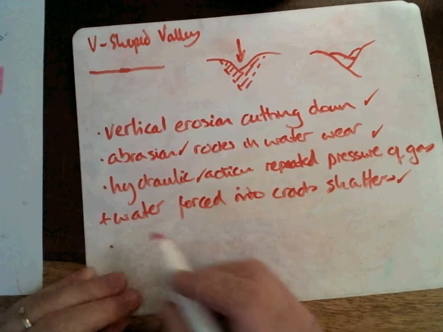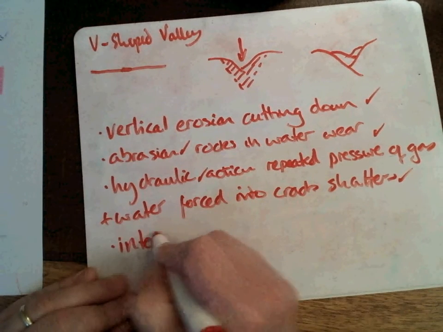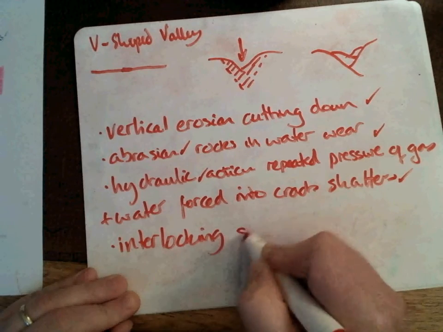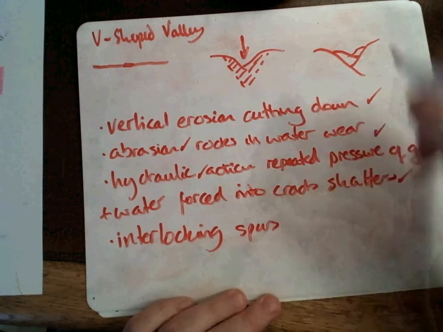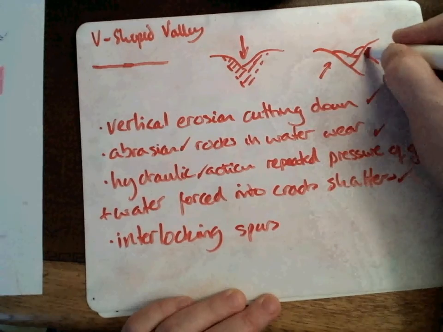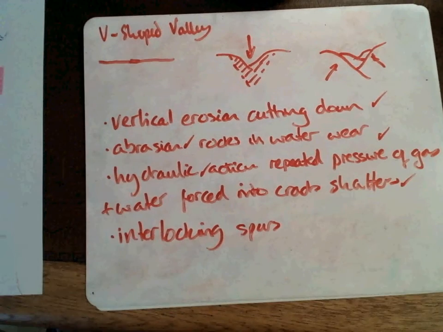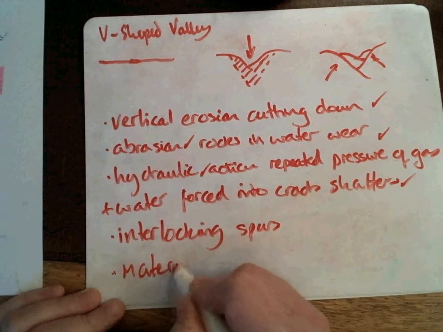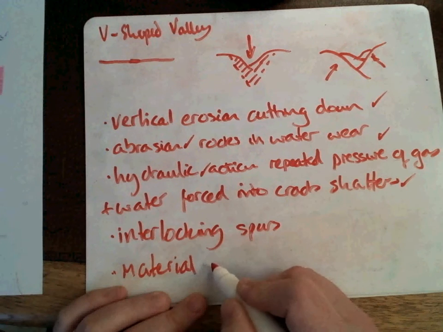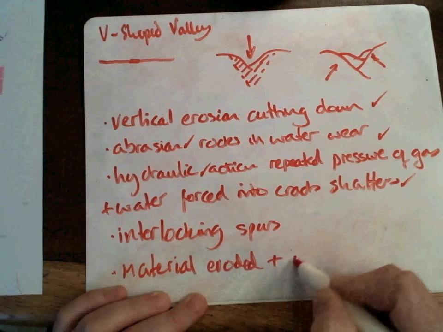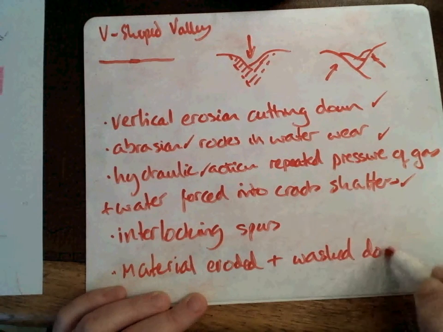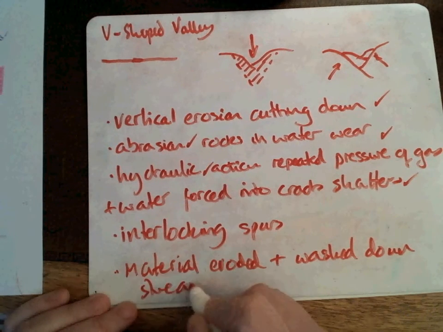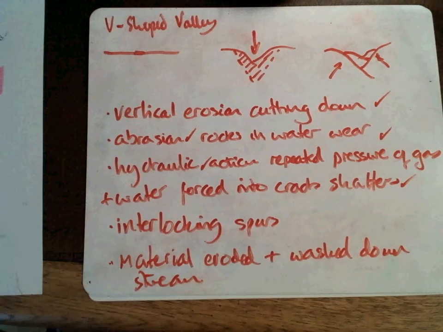You would then go on to talk about interlocking spurs, and that's these features here. And they form as the river erodes down into the land. And material is eroded and washed downstream, and that explains how the landscape actually changes shape. The material is transported away. Okay, that's V-shaped valley in a nutshell.